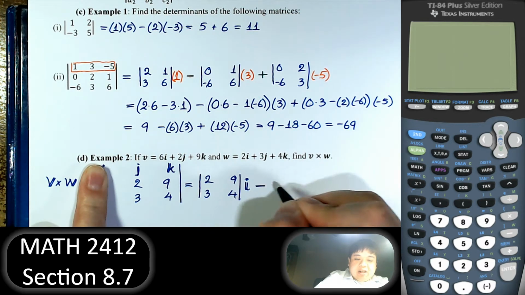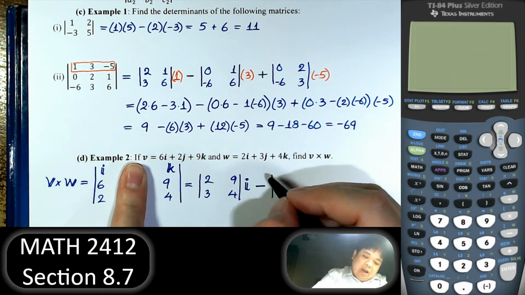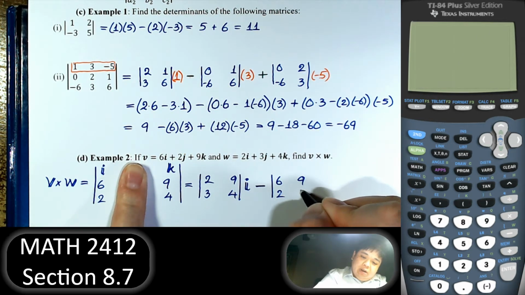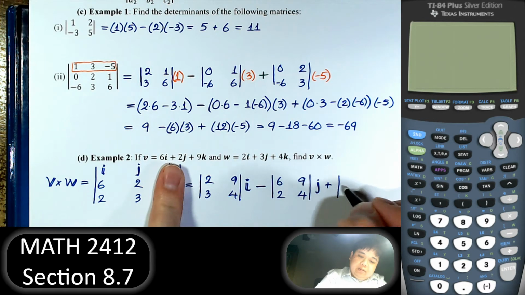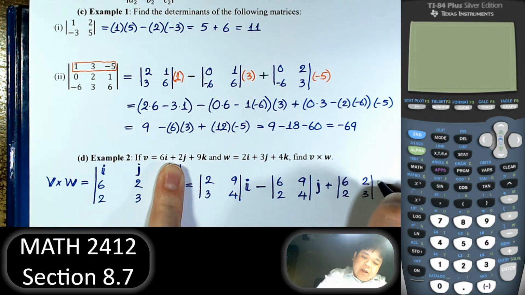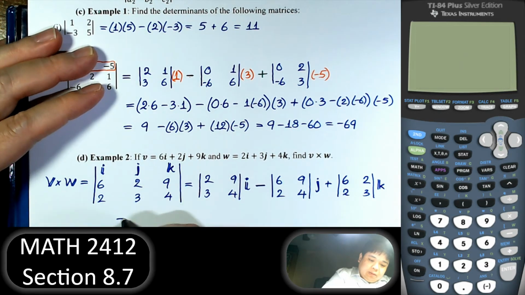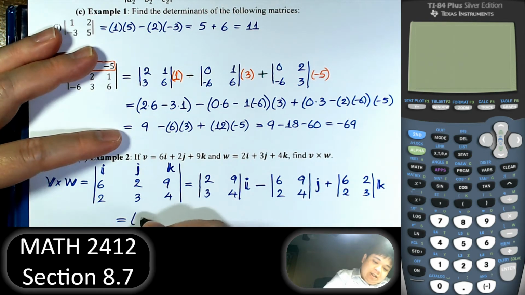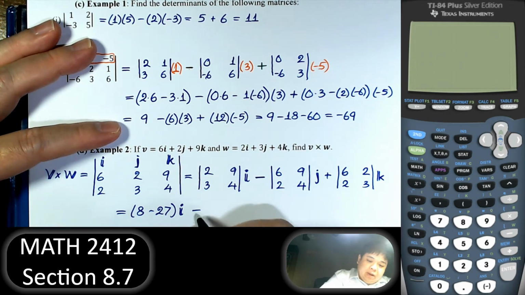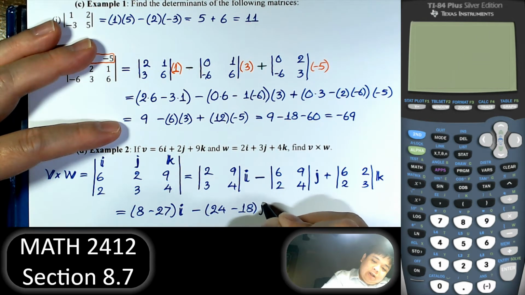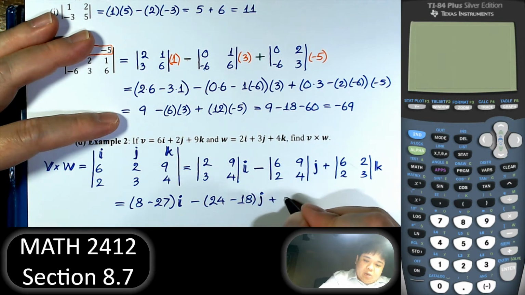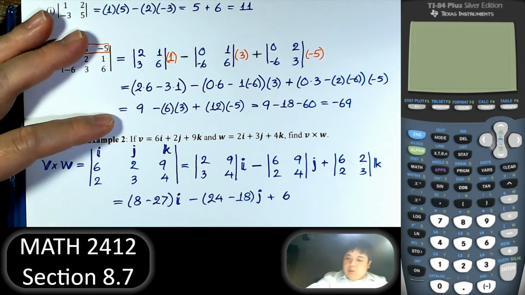And then subtract for J. We have 6, 9, 2, and 4 for J. Then for K, 6, 2, 2, 3, K. So 2 times 4 is 8, minus 27 I, minus 6 times 4, 24, minus 18 J, and 6 times 3 is 18.